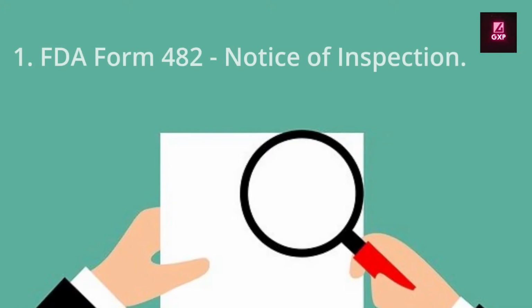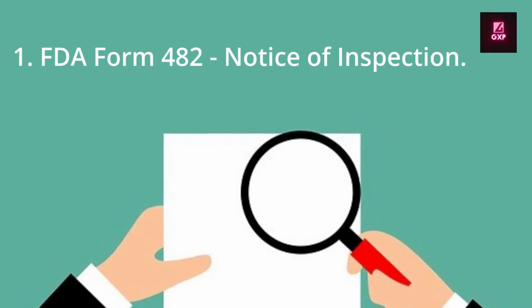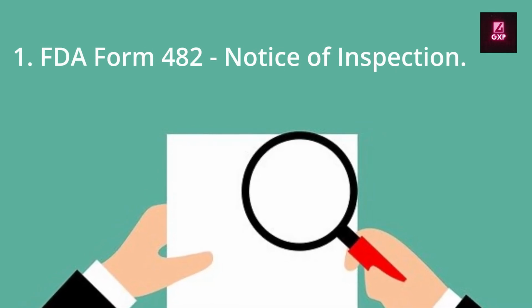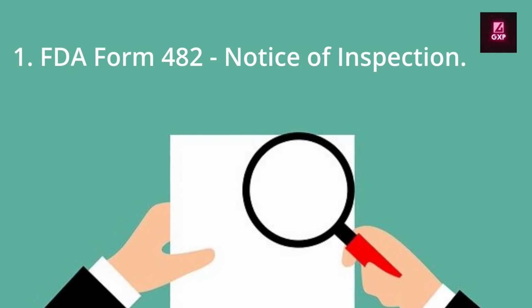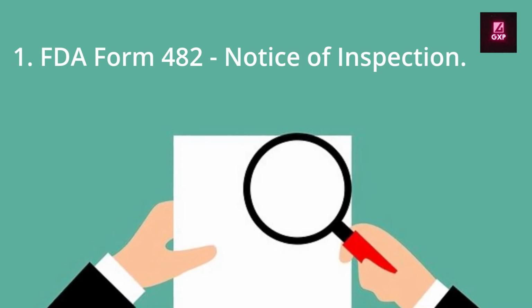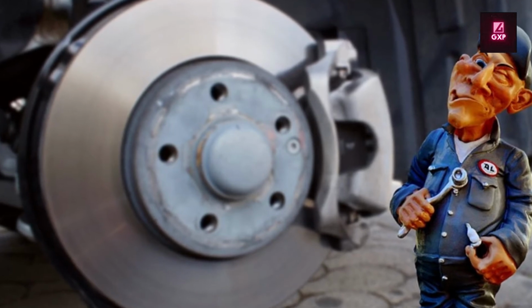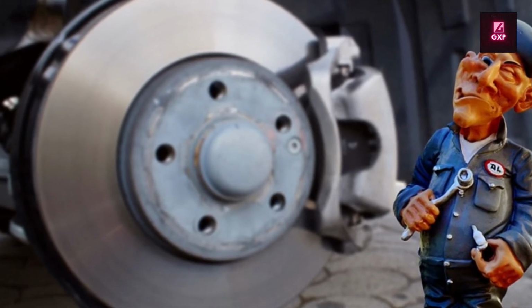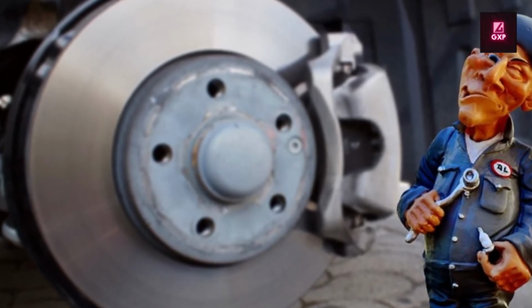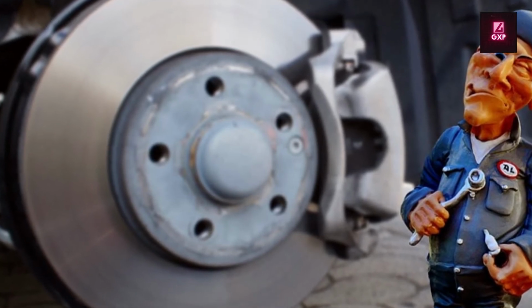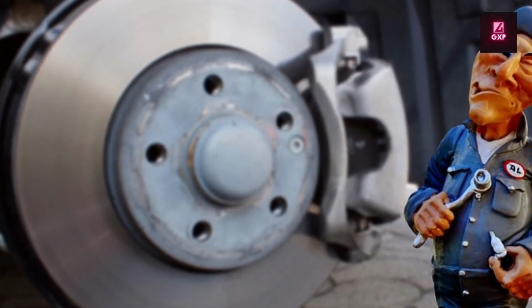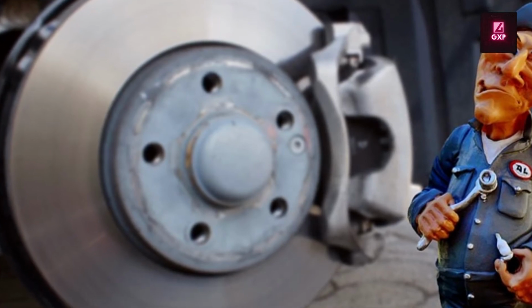FDA Form 482, Notice of Inspection. It is an official notice of FDA for inspection signed by the FDA officials. It is produced by the inspector and has the authority to inspect the manufacturing facility. Inspection coordinator will receive the notice and manage the inspection accordingly. The coordinator should ask for notice if it is not presented by the FDA inspector. A copy of this notice shall be attached to the inspection file.